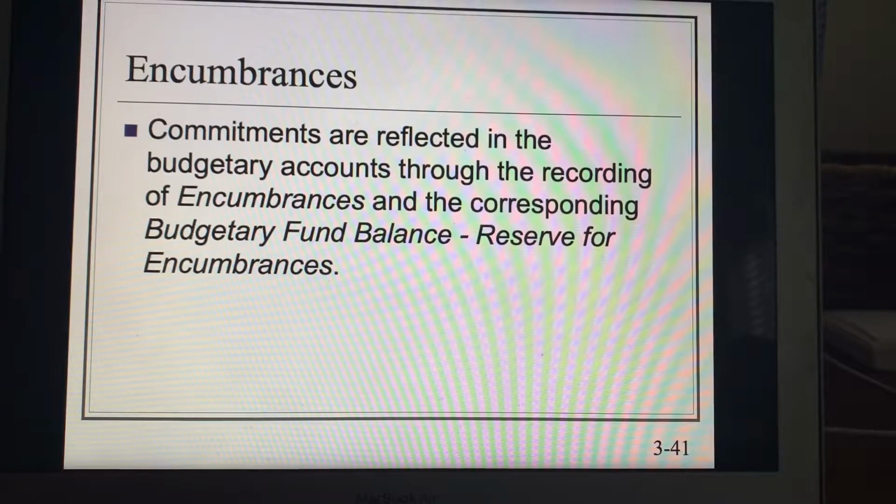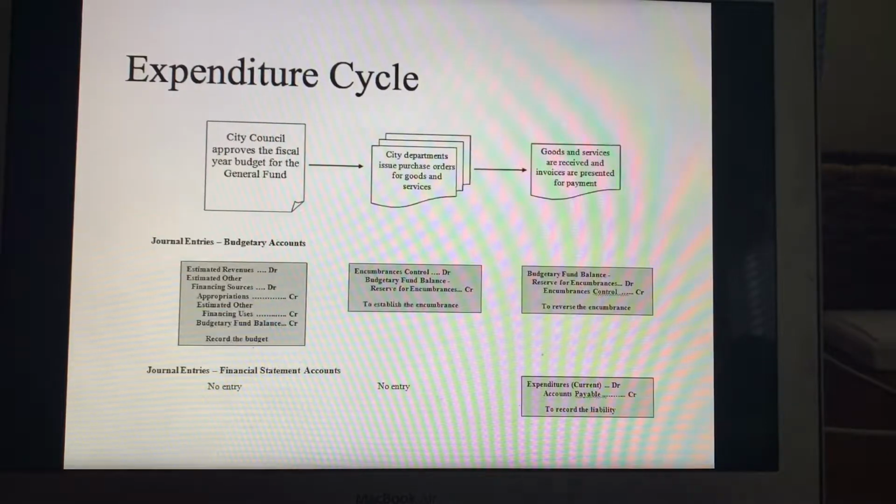Commitments are reflected in the budgetary accounts through the recording of encumbrances and the corresponding budgetary fund balance reserved for encumbrances. So, the expenditure cycle: City Council approves the fiscal year budget for the general fund. City departments issue purchase orders for goods and services. Goods and services are received and invoices are presented for payment.